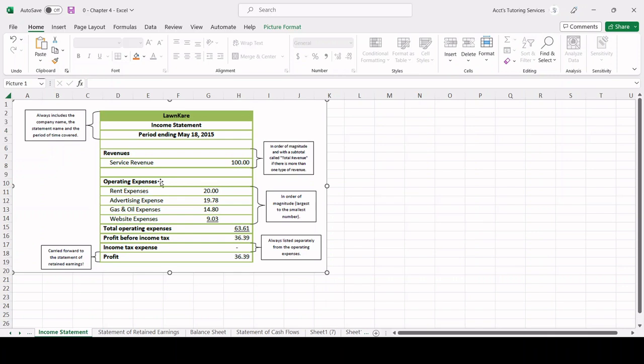Now we're going to talk about operating expenses. We know that operating expenses, or just expenses, are costs incurred, consumed, or used up in order to help us earn revenues. So we're going to list all the separate expense accounts: rent expense, advertising expense, gas and oil expense, website expense, in the order of the largest to the smallest. Now we have to calculate the actual total operating expenses. We're going to do 20 plus 19.78 plus 14.80 plus 9.03 to arrive at 63.61.